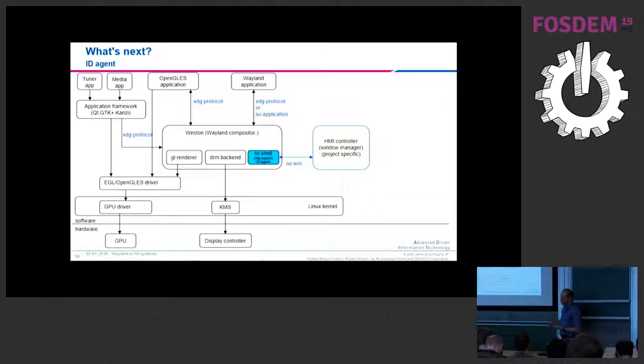And the biggest benefit we will get is because the application frameworks, something like Qt or OpenSceneGraph, already have support for XDG, but they also have support for the IVI application protocol, which is not really well implemented and not really widely used. It's definitely better to focus on the XDG protocol in the application frameworks. And with this ID agent implementation, we are able to make applications visible without any modifications in framework or application side.